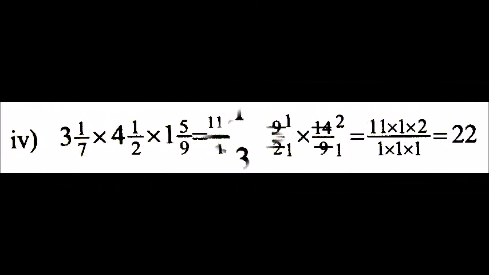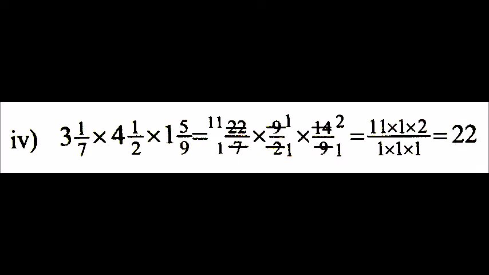Then let's look at the next one. Another mixed fraction. 3 whole number 1 over 7 times 4 whole number 1 over 2 times 1 whole number 5 over 9. Now we are going to change them into improper fractions. So 3 times 7 is 21 plus 1 is 22 over 7. 2 times 4 is 8 plus 1 is 9 over 2. 9 times 1 is 9 plus 5 is 14 over 9. This one you can cancel straight away.